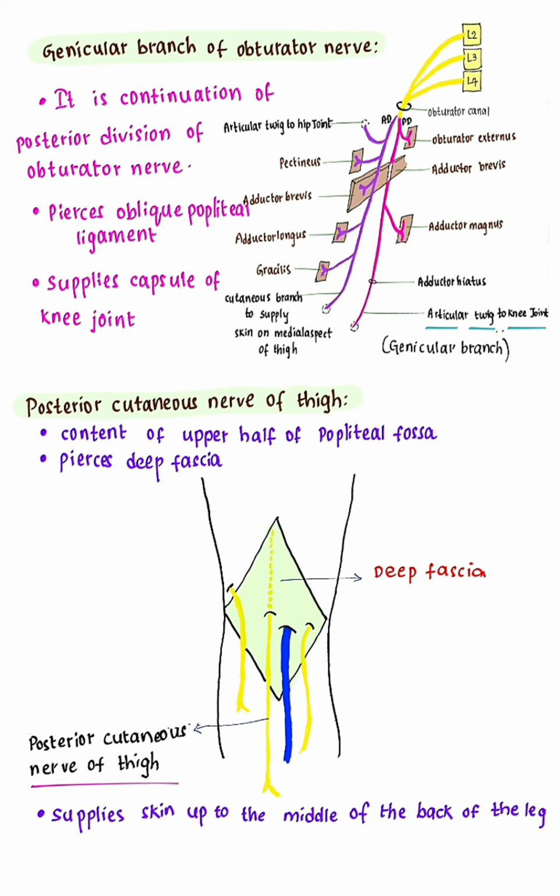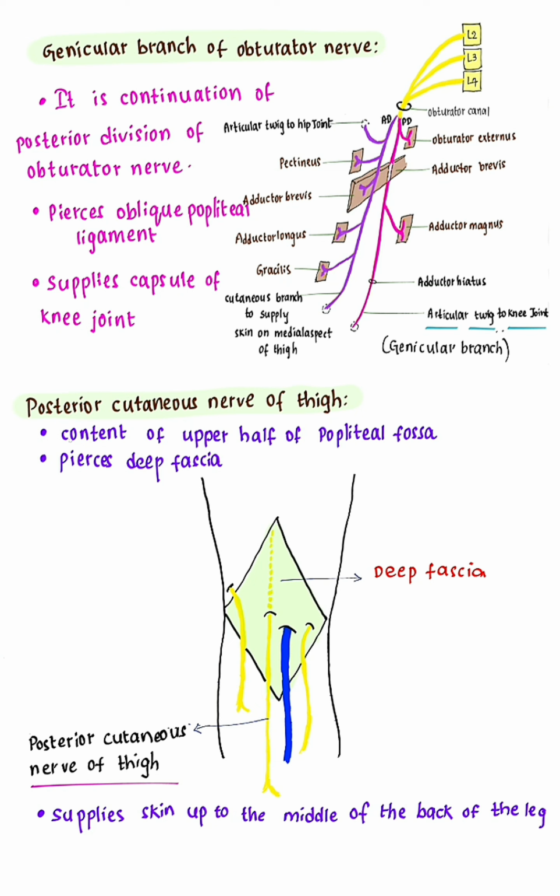Genicular branch of obturator nerve. It is continuation of posterior division of obturator nerve. You can see this is posterior division of obturator nerve. It pierces oblique popliteal ligament. It supplies capsule of knee joint.